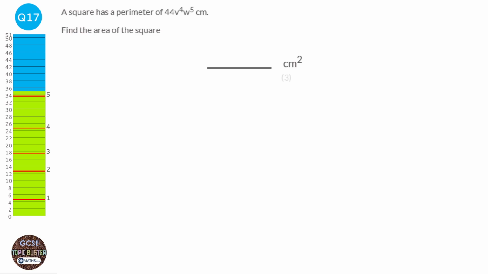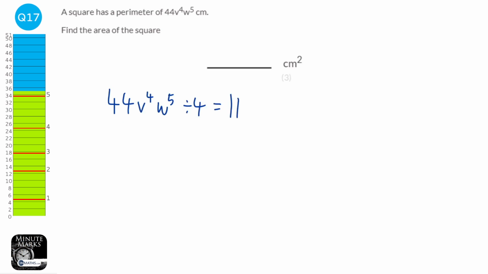So we need to first of all work out what the length of the side of the square is. And to do that, we get the 44v to the power of 4, w to the power of 5, and we just divide it by 4. All we need to do is just divide the coefficient by 4. So it'd be 11v to the power of 4, w to the power of 5.